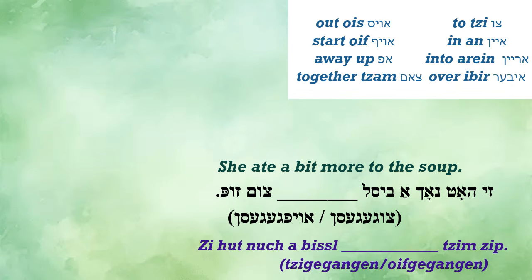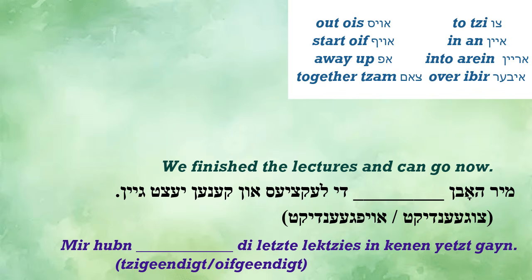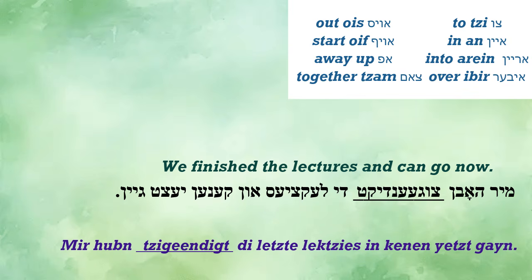Sie hat noch ein bisschen sie gegessen oder aufgegessen zum Zip. Sie hat noch ein bisschen sie gegessen zum Zip. Wir haben sie geendigt oder aufgeendigt die Lektions und können jetzt gehen. Wir haben sie geendigt die Lektions und können jetzt gehen.